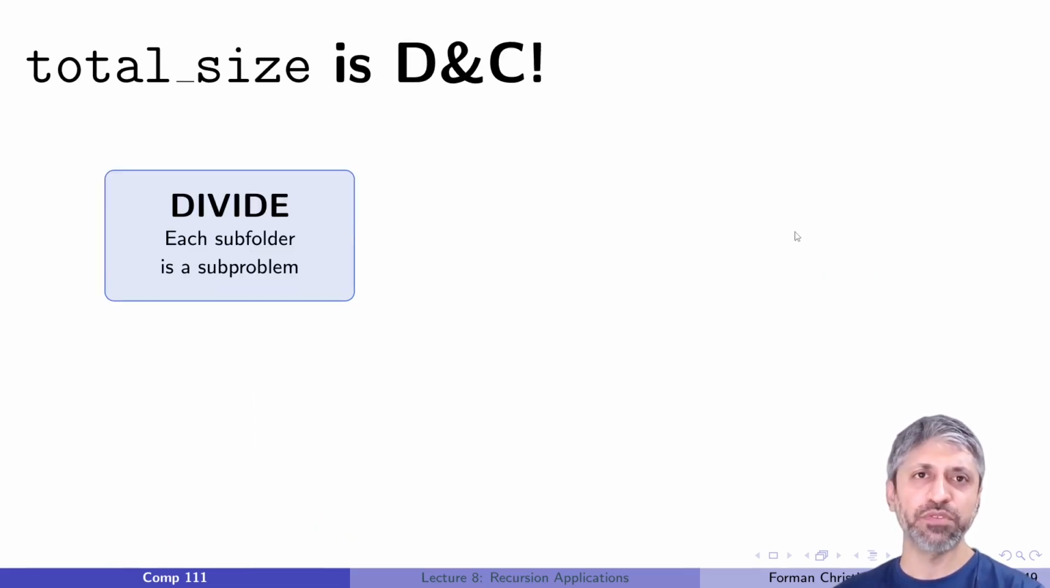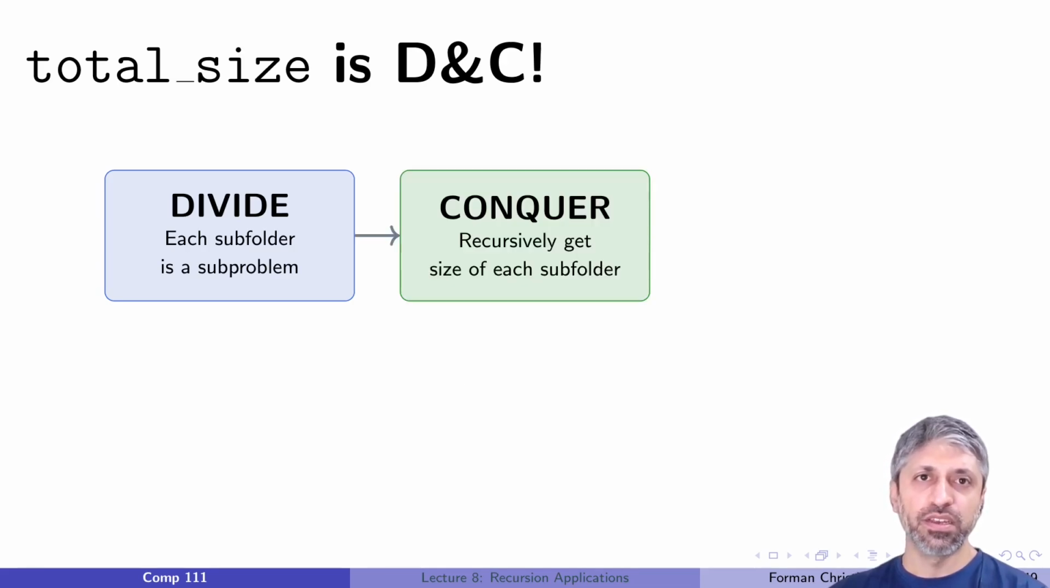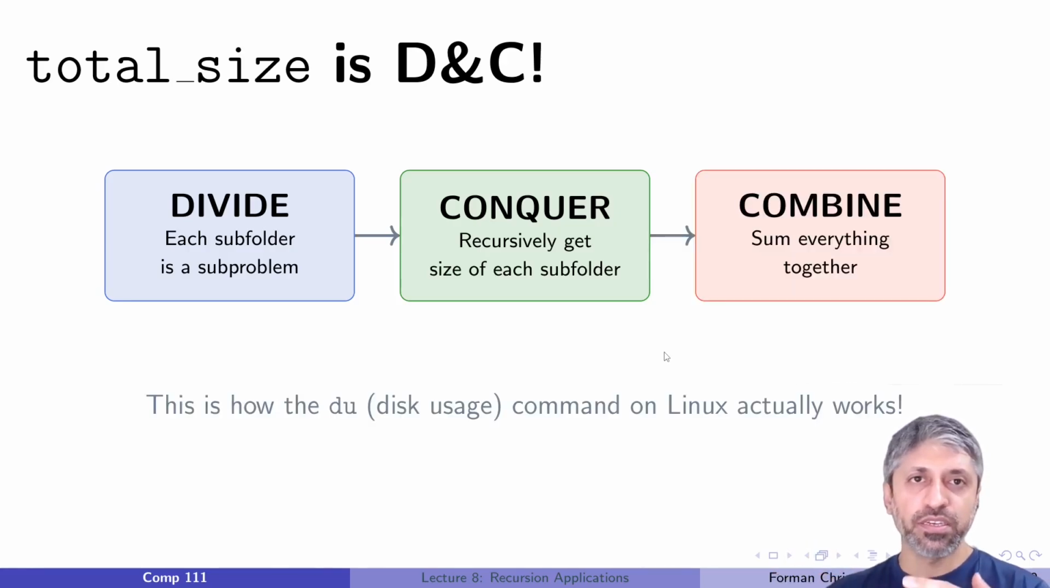So once again, we see the divide and conquer pattern here. Divide: each subfolder is its own subproblem. Conquer: we recursively compute the size, or the number of files, the count, in each subfolder, and then in the combine step we sum everything up together. And this is actually how the du command works on Linux. The disk usage is basically exactly the same algorithm.